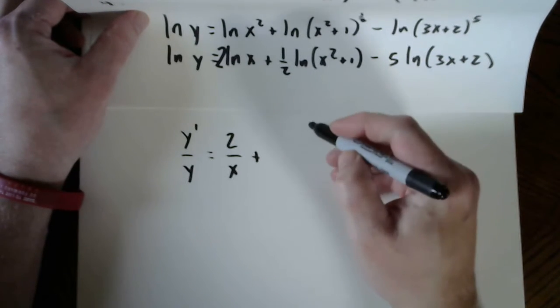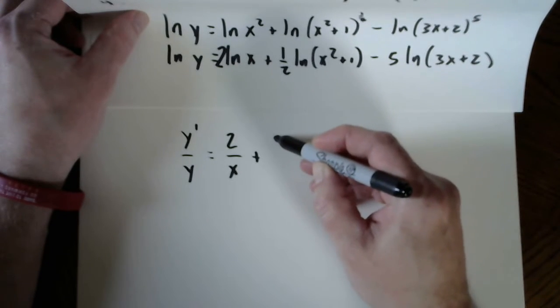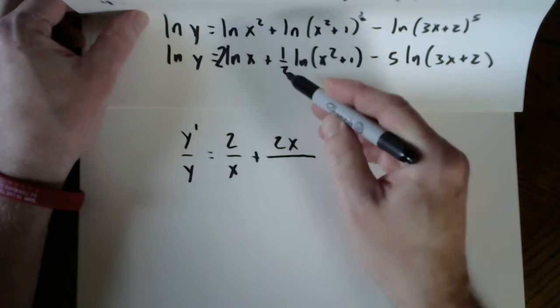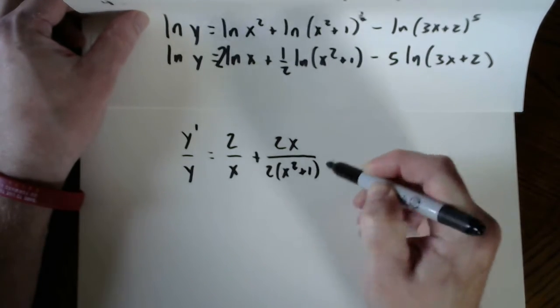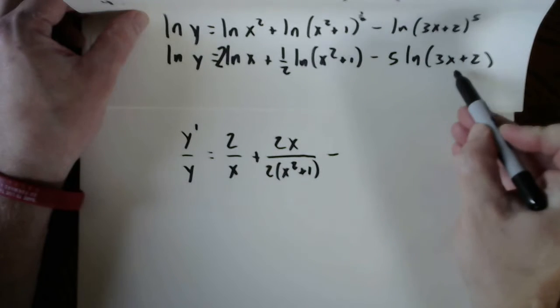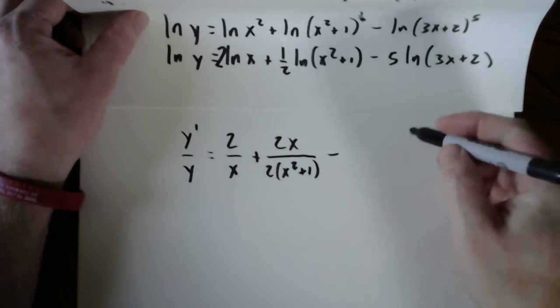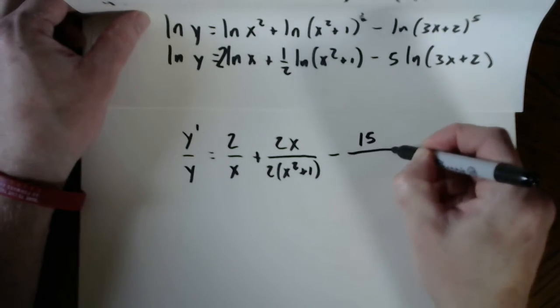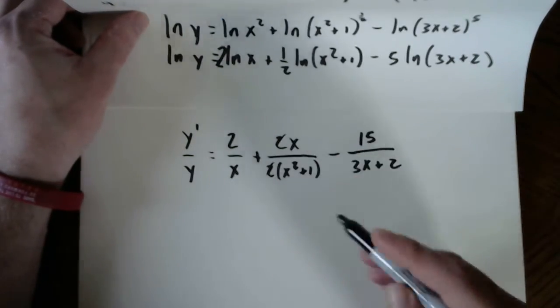So this is 2x, 2x over 2x squared plus 1. And this will be, again, the same situation. I got a 5. Derivative u prime here is 3. 5 times 3. All right, and I should, of course, cancel these 2's.